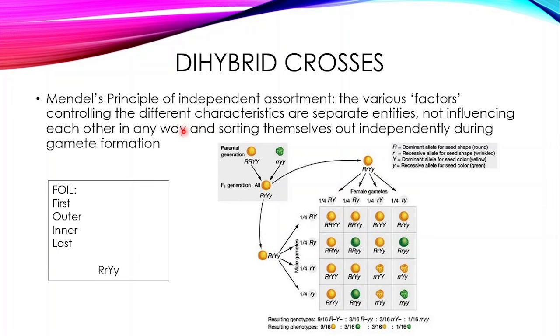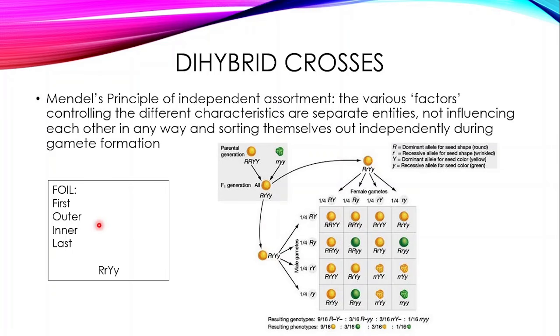So Mendel's principle of independent assortment says that the various factors controlling the different characteristics are separate entities, not influencing each other in any way and sorting themselves out independently during gamete formation. So basically, with his experiment with the peas, he had yellow and green peas, and one was shriveled and one was smooth or something like that. And he basically says that the color and the shriveledness do not influence each other at all, because you get yellow ones that are wrinkled, and you get green ones that are wrinkled, and you get yellow ones that are round and green ones that are round. So they basically don't influence each other in any way. During gamete formation, they split independent of each other.